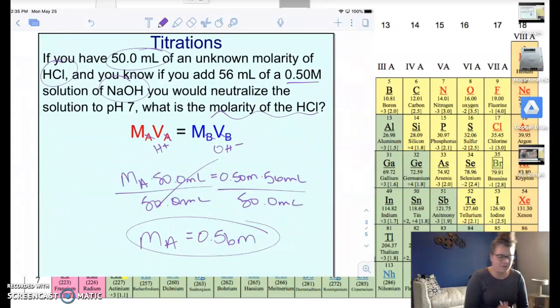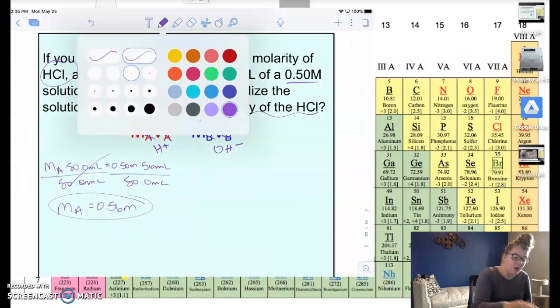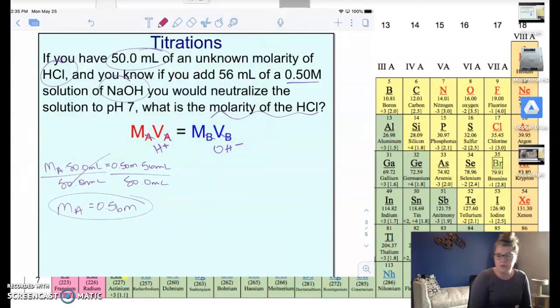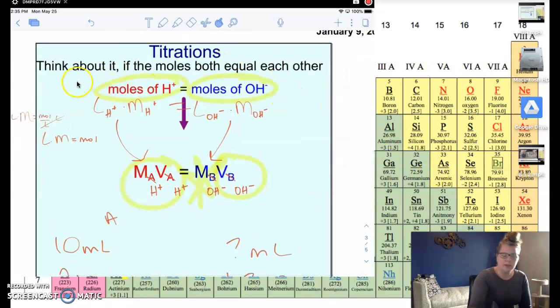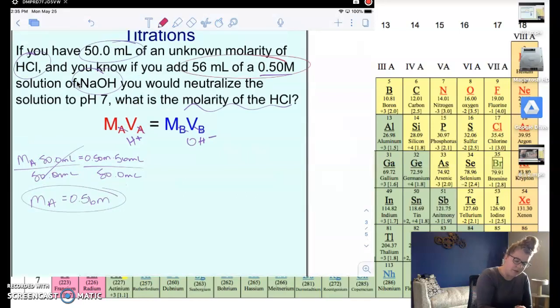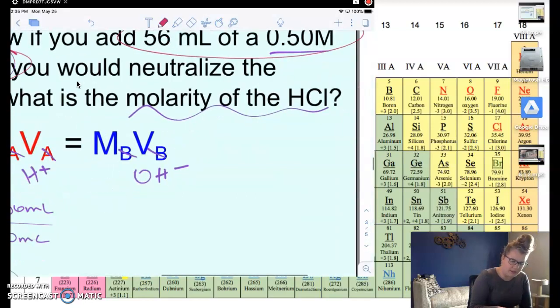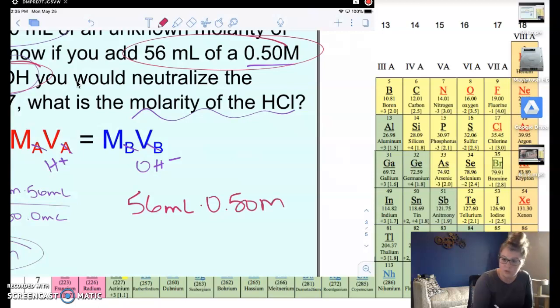One thing that I want to quickly show you is another way to solve this. And really, no way is better than the other. So whatever you feel comfortable with and whatever makes sense to you totally works. So what we can do is use this idea that the moles of H equal the moles of OH. So I know this is what I've got of the sodium hydroxide, right? So I've got 56 milliliters of a 0.50 molar solution.